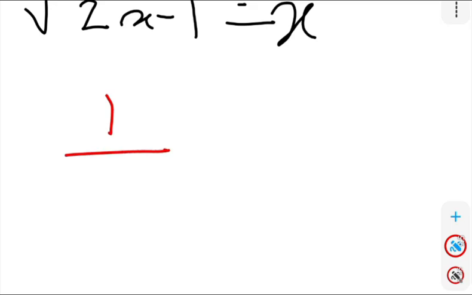I'm not saying it will always be compulsory in the denominator, but I'm telling you it should be in the denominator. At least one variable should be in the denominator. The rest can be in the numerator too, it will work, but one should be in the denominator. Let me give you a simple example: 1 upon x plus 3 equals 2 upon 3.